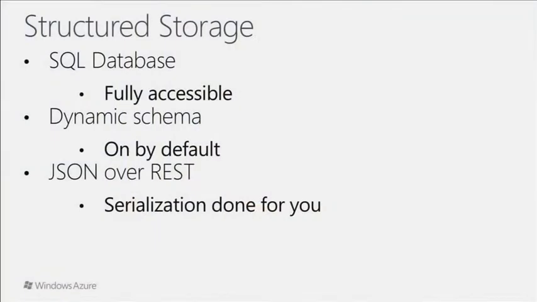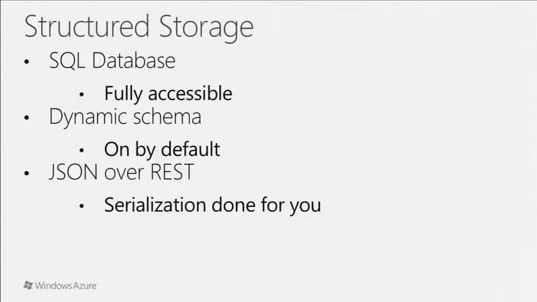So dynamic schema, it's on by default. When I create my mobile service, I don't have to tell it I want it on. It's just on. So when I send data over the wire as JSON, it's going to look at it, interpret it, and create the columns it needs to. You can turn that off if you want to, which you probably would want to do before you go to production, just so you don't accidentally add some new random columns while you're testing.